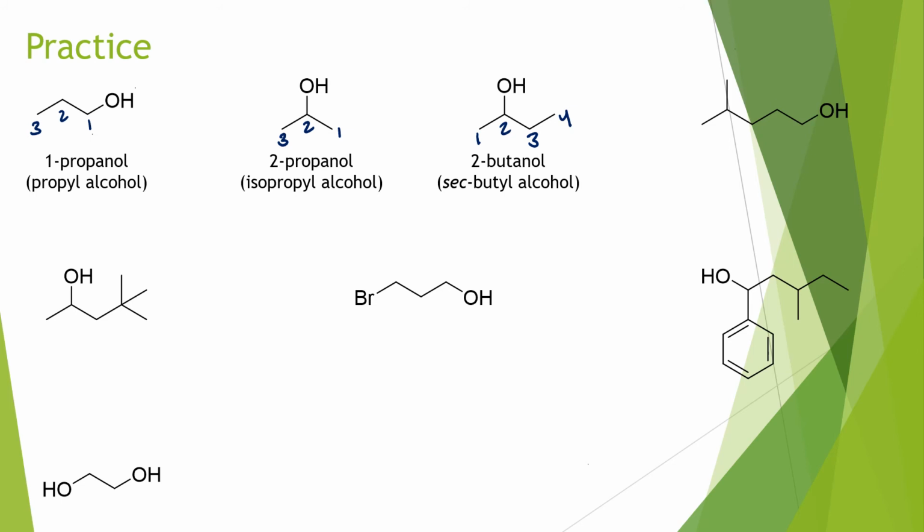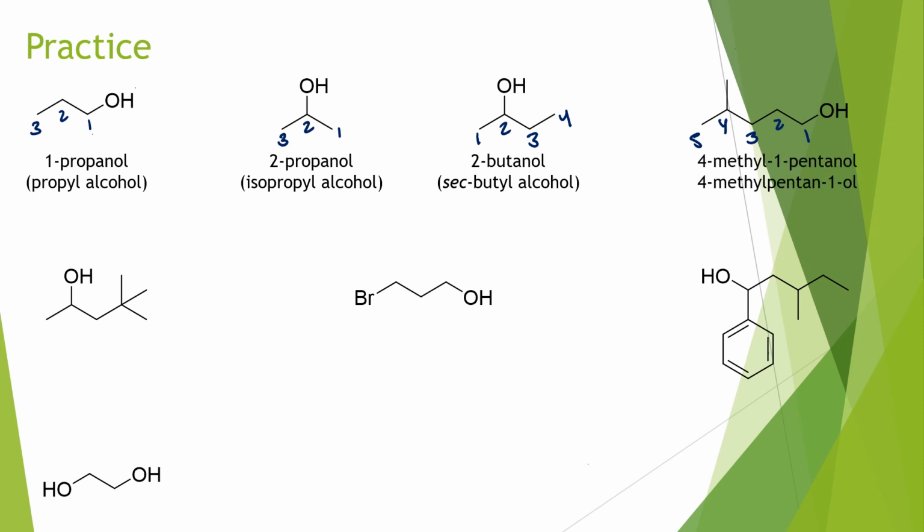Okay, the next one is where we start throwing in some of these crazy new rules where we're worried about the alcohol more than anything. So we're going to number from right to left. So our family name here is going to be pentanol, and the hydroxyl group is on carbon number 1, and we also have a methyl group on carbon number 4. So the name of this molecule is 4-methyl 1-pentanol.